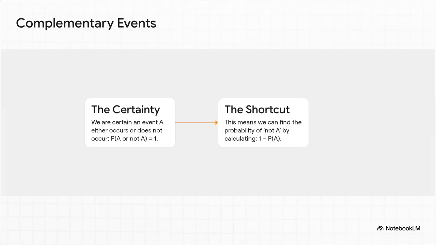Now, speaking of addition, there's a really cool shortcut that stems from it. It's called the rule of complementary events, and it's based on a really simple truth. Something either happens or it doesn't. There's no third option. So the chances of both have to add up to 1, or 100%. And this gives us a super fast way to figure out the odds of something not happening.